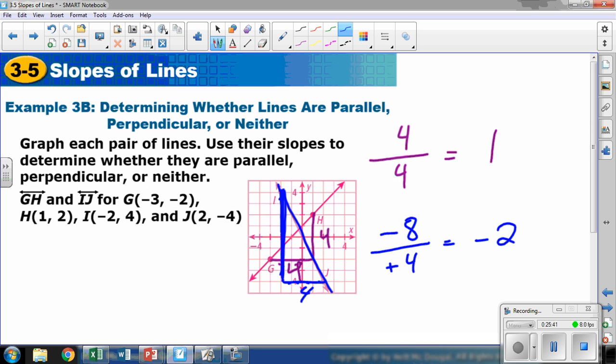Are those opposite reciprocals? No. Are those equal? Clearly no. And so that tells us that these two lines are neither parallel nor perpendicular. They're simply intersecting lines.